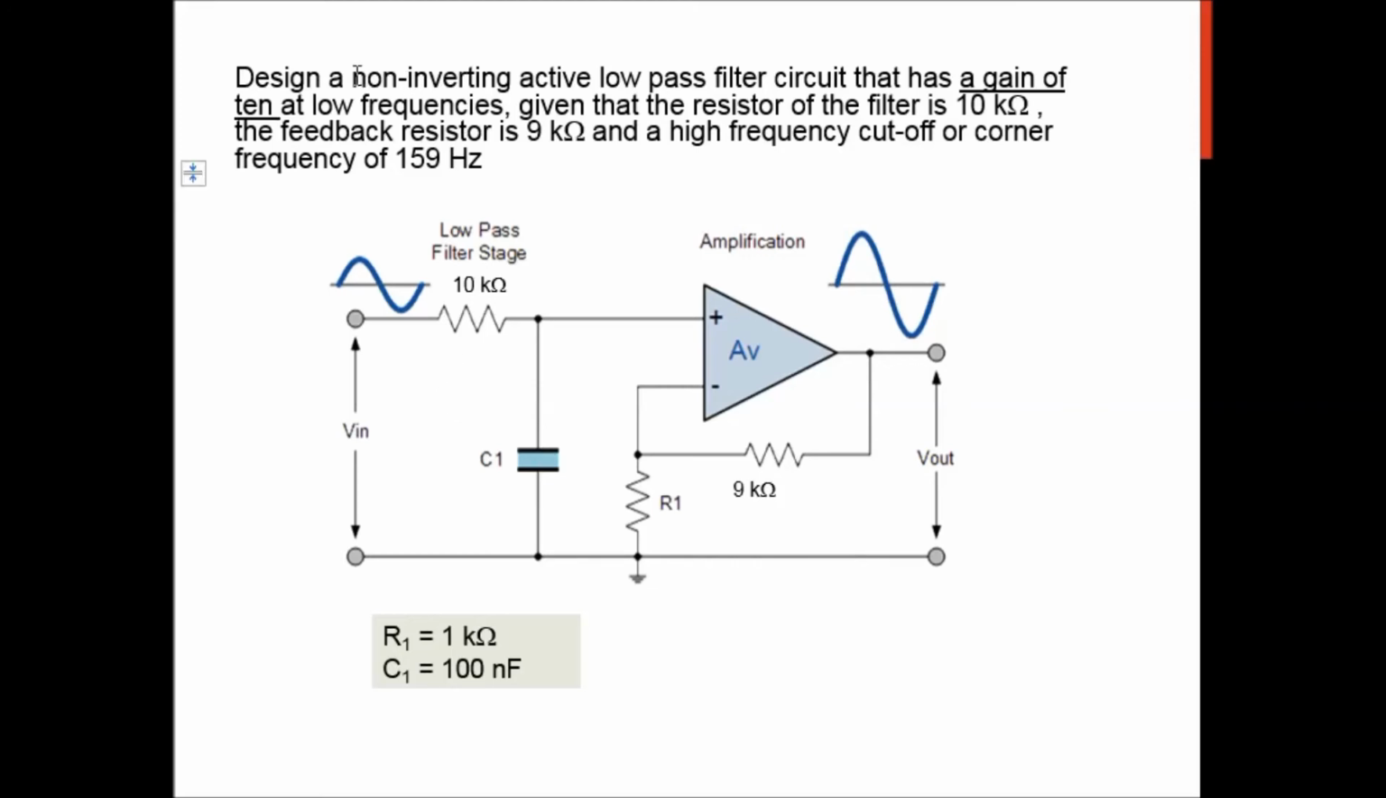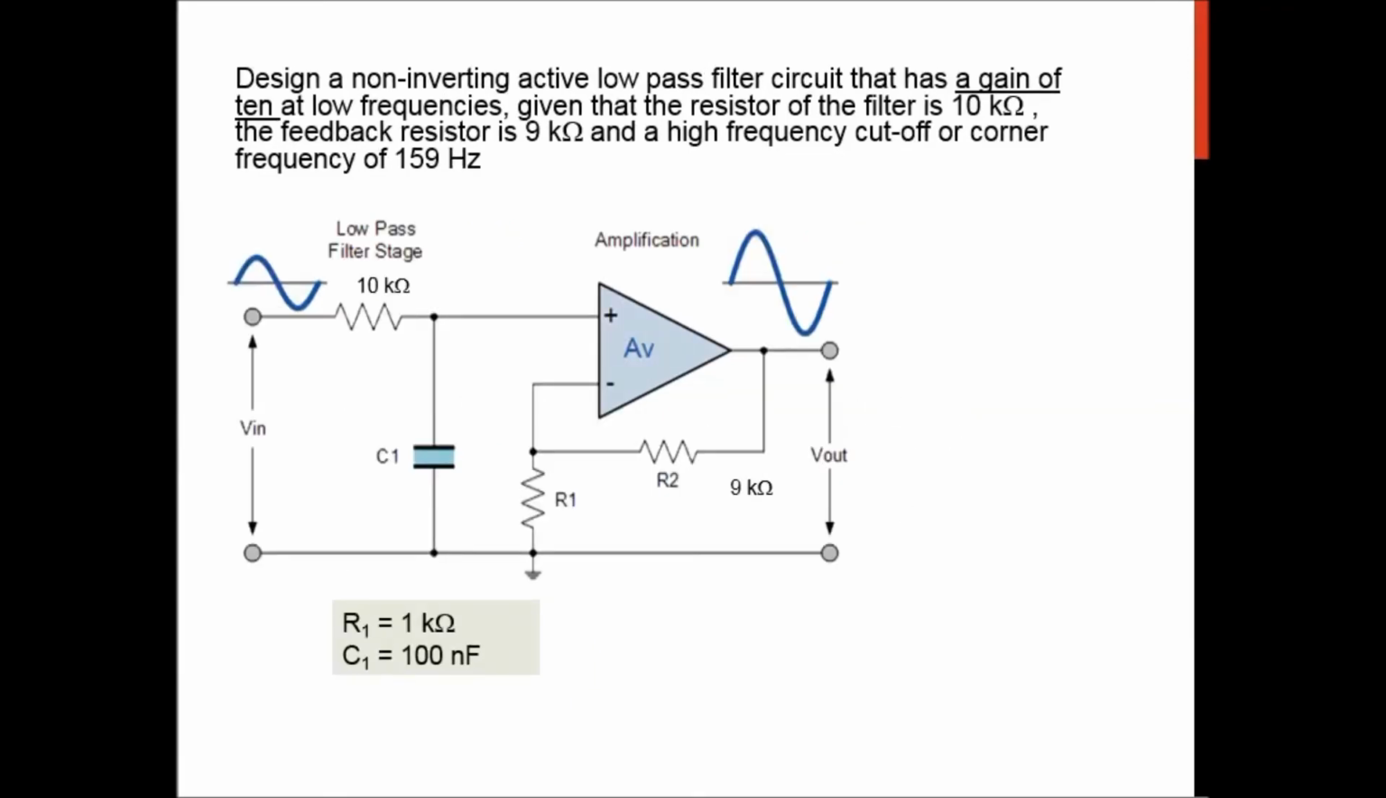So this is a non-inverting active low-pass filter circuit that has a gain of 10, okay, which means that the AV is equivalent to 10. Right? And you are already given this resistor here, which is your R2, the feedback resistor, and a high frequency cut-off or corner frequency of 159 Hz. So this is your low pass filter, which means that the cut-off frequency is 159. You want to calculate C1. Okay, so this is actually very straightforward, but I'm going to show you how to calculate this.